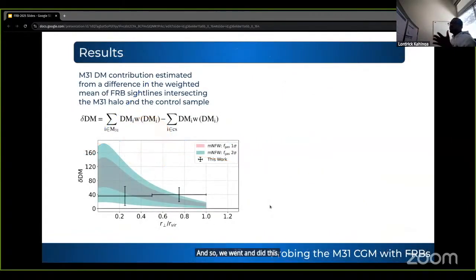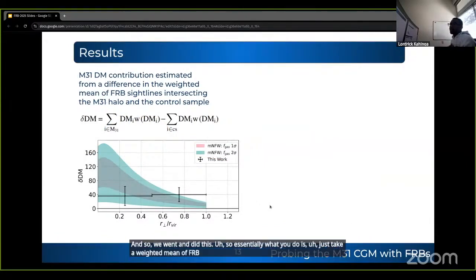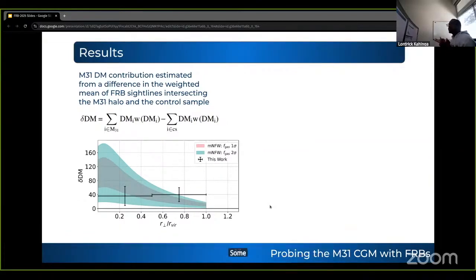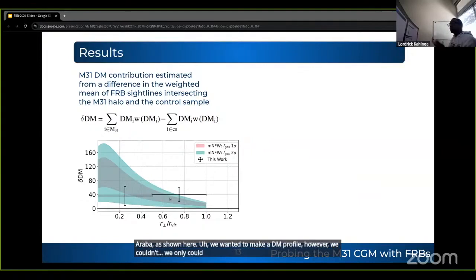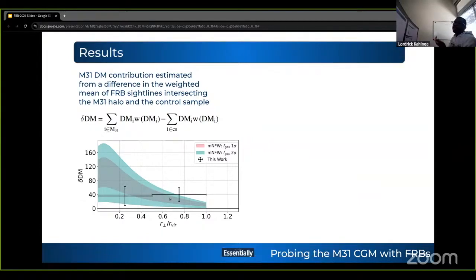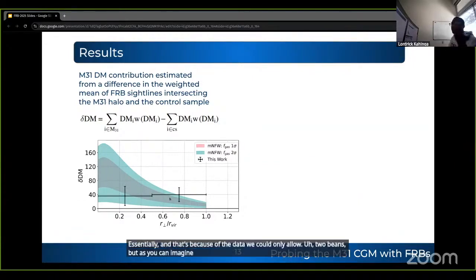Essentially what you do is take a weighted mean of FRBs going through M31 and the control sample, and that should give you some excess DM, if you like, or the M31 contribution, which is these error bars shown here. We wanted to make a DM profile. However, we couldn't. We could only bin it into two regions, because of the data. We could only allow two bins, but as you can imagine, with more FRBs, you want to have more bins.